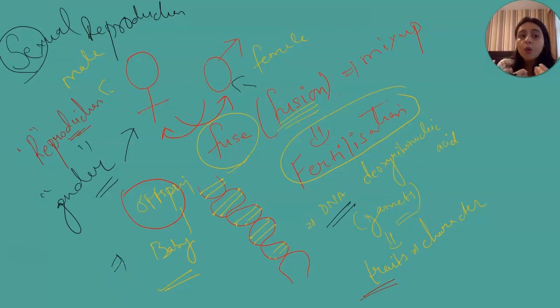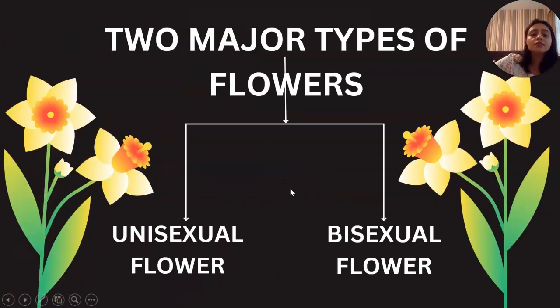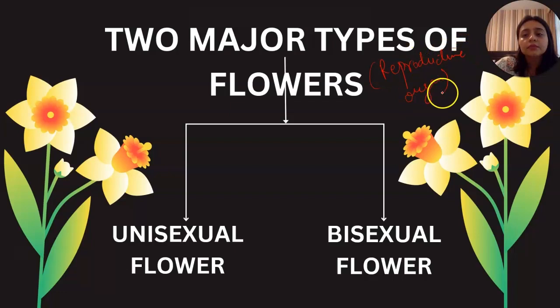Now let us see what type of sexual reproduction happens in plants. To know the whole process of sexual reproduction in plants, we need to know the two types of flowers, because reproduction happens in flowers. As I told you, flowers are the reproductive organ of a plant. For sexual reproduction, there must be a reproductive organ which gives out reproductive cells. There are two types of flowers, unisexual flowers and bisexual flowers.